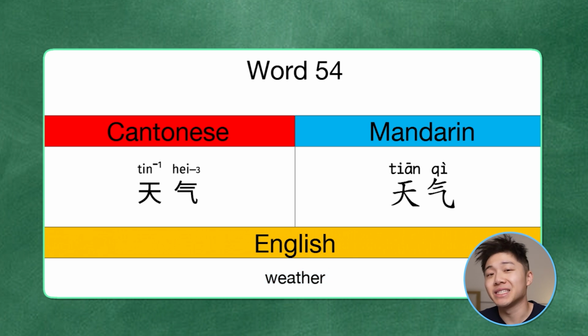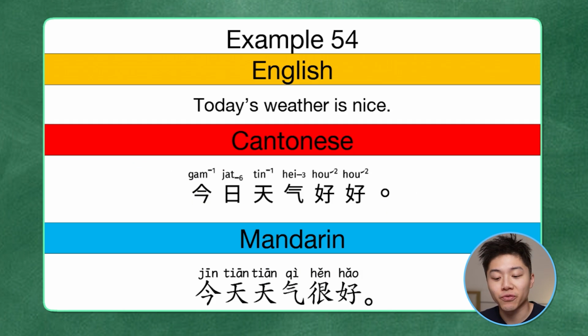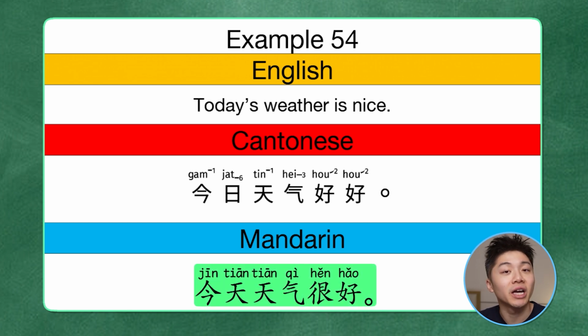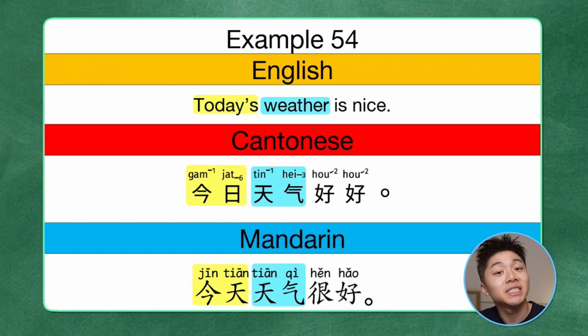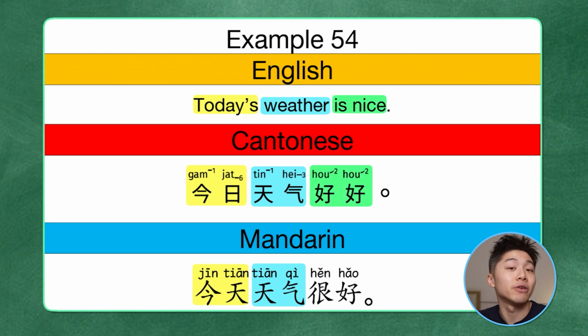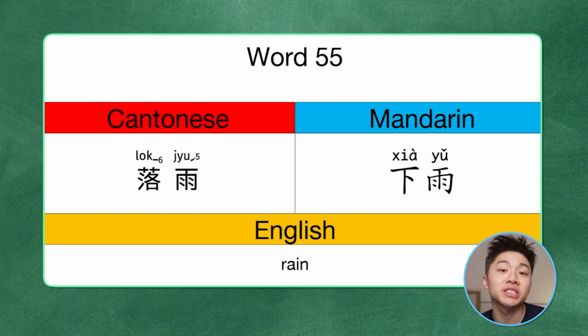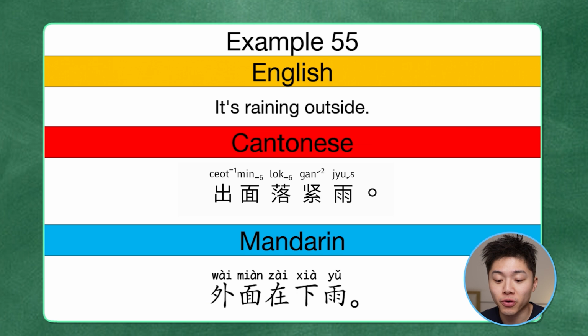Next, weather. In Cantonese it is 天氣, in Mandarin, 天氣. So for example, today's weather is nice. 今日天氣好好. In Mandarin, 今天天氣很好. 今日 is today, 今天 in Mandarin. 天氣 is weather. And then 好好 is very good, 很好 in Mandarin. Next, rain. In Cantonese we normally say 落雨. In Mandarin we normally say 下雨.